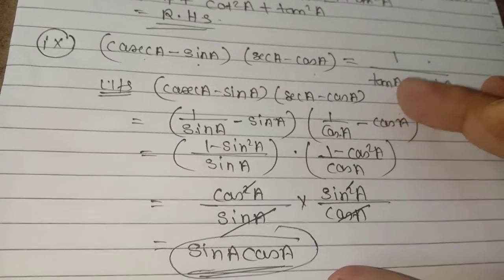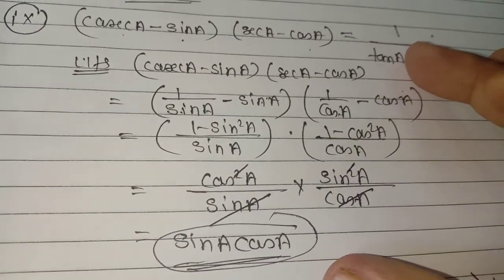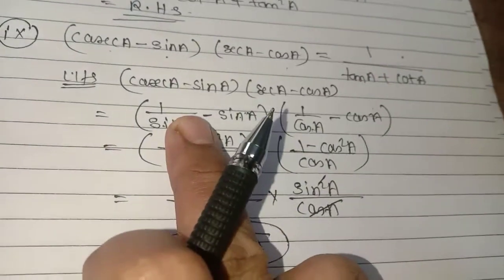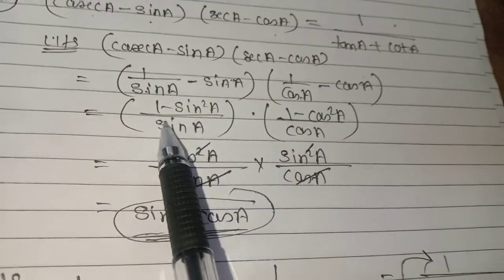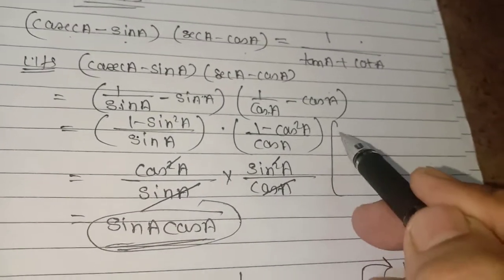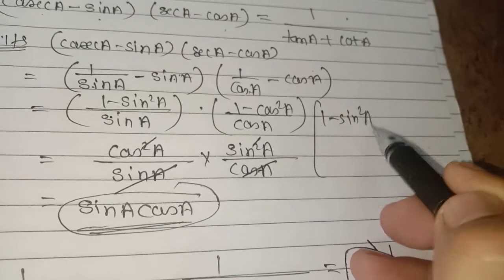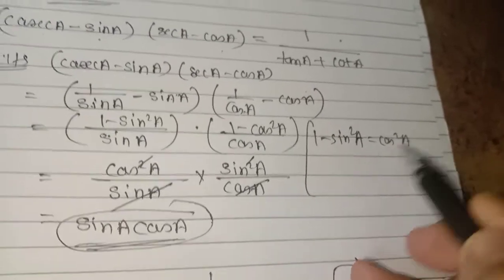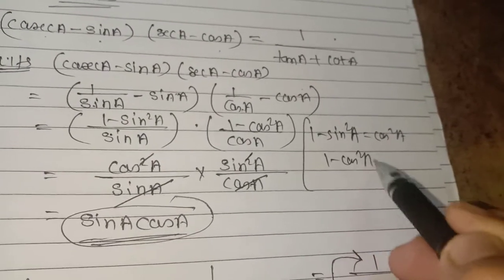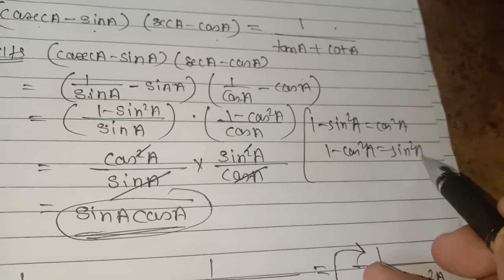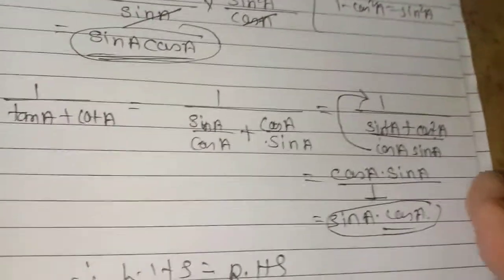First we did left hand side using what? Inverse function, and then we know the identity. I am just writing here, that is 1 minus sin square A is equal to cos square A, and 1 minus cos square A is equal to sin square A. More important is how clearly and how sharply you can remember the identity. That is important.